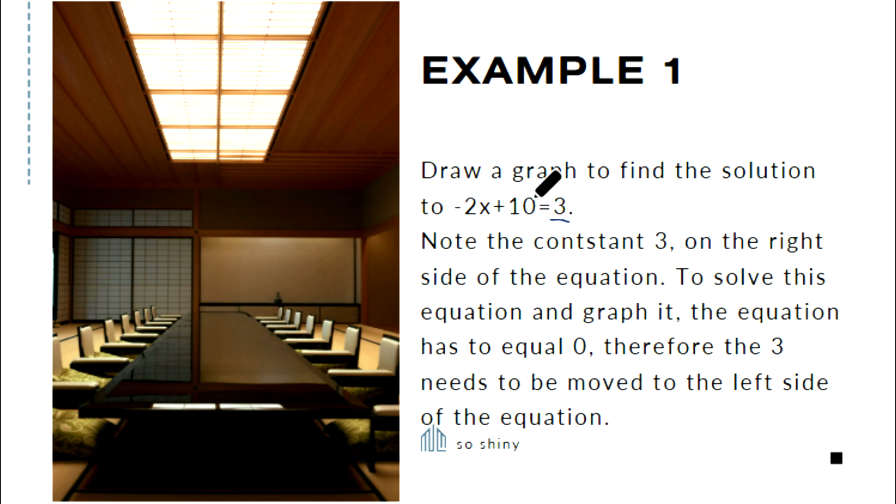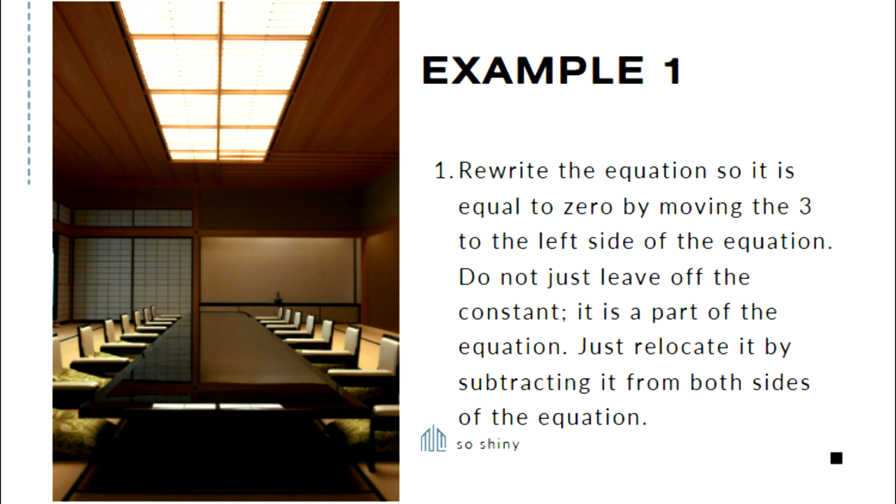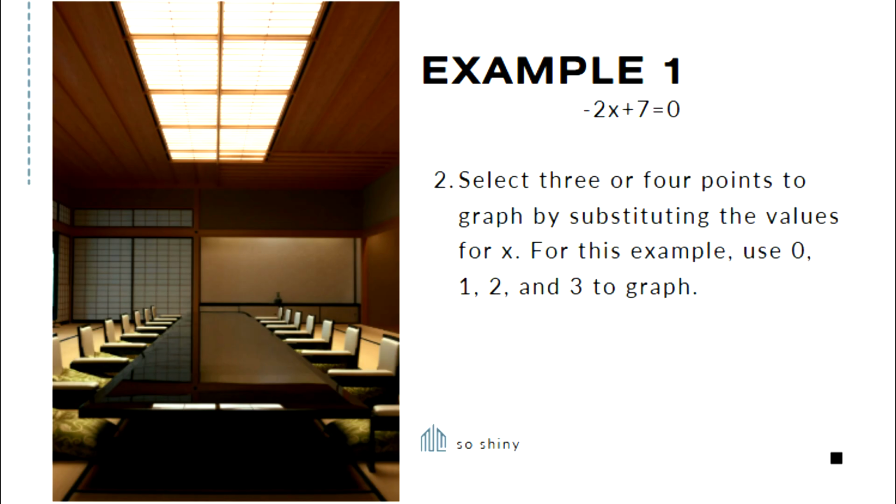So if you have a formula like this, the first thing you need to do is make it equal to 0. You've got to move this over. Okay? So rewrite the equation so it is equal to 0 by moving the 3 to the left side of the equation. Do not just leave off the constant. It is a part of the equation. Just relocate it by subtracting it from both sides of the equation.